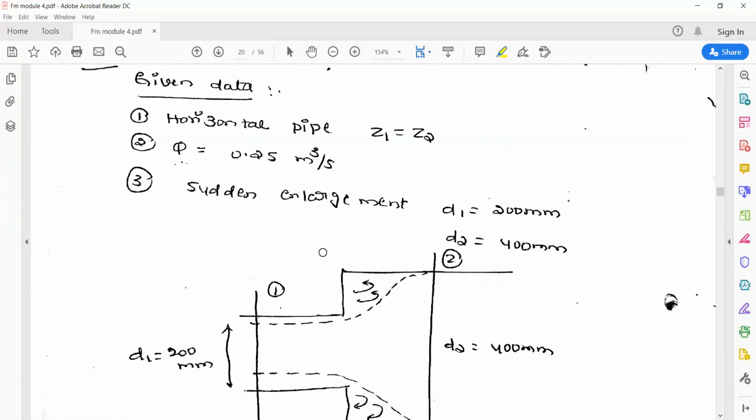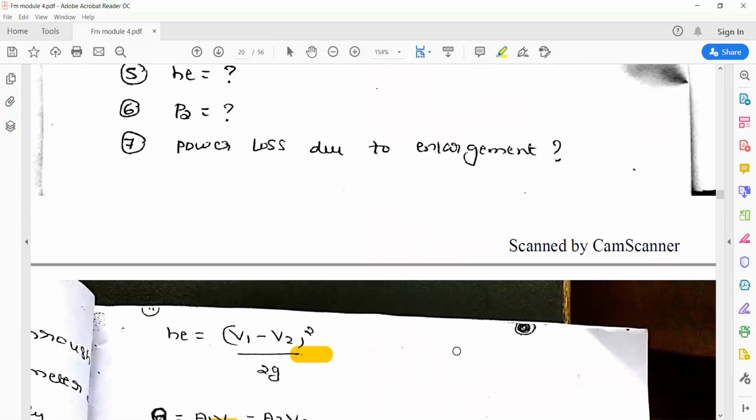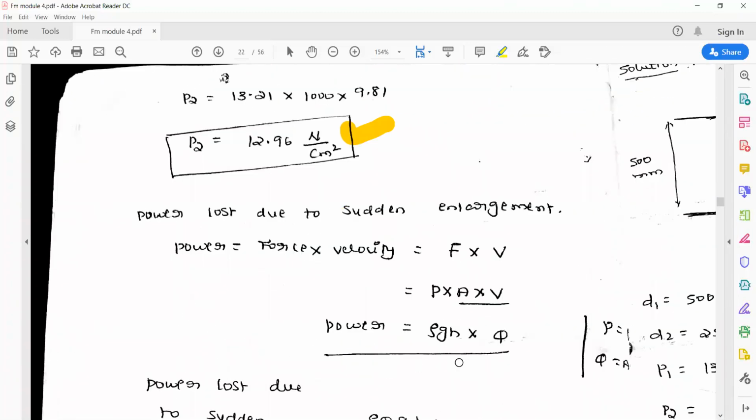So in the first condition, we have calculated the value of He. Second condition, we have calculated the value of P2, pressure intensity at larger pipe. In the third condition, we can calculate the value of power lost. So what is power lost when the fluid enters from smaller pipe to larger pipe? We have power is force into displacement. Rate of work done is called power.